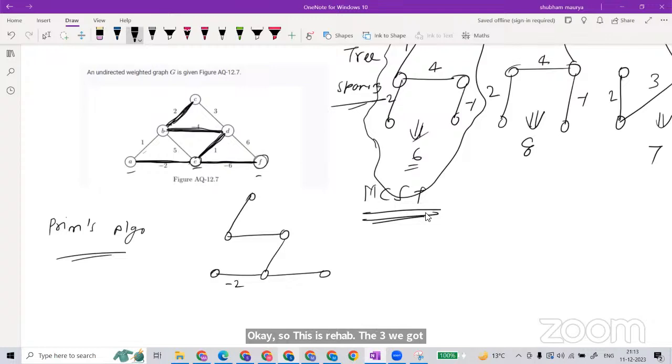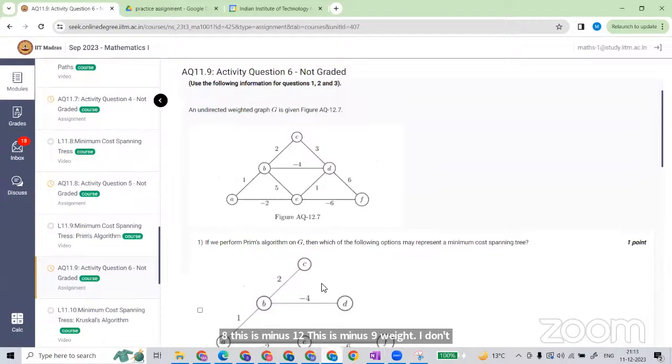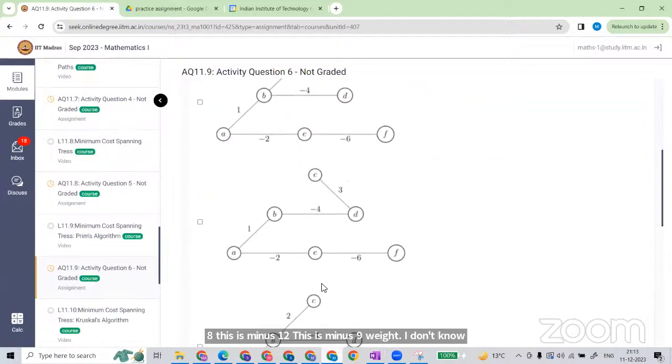Okay, and the weights are, this is the weight. We can count the weight here. It will have negative weight. Now this is 8. This is -12. This is -9 weight. I don't know what is in this graph to see that, I think.